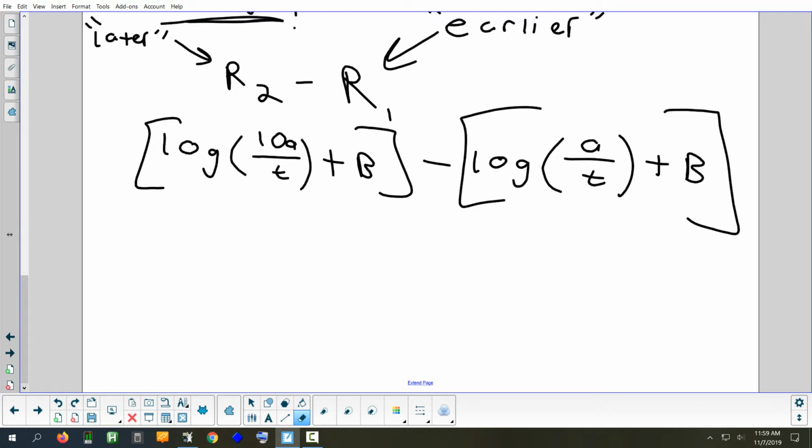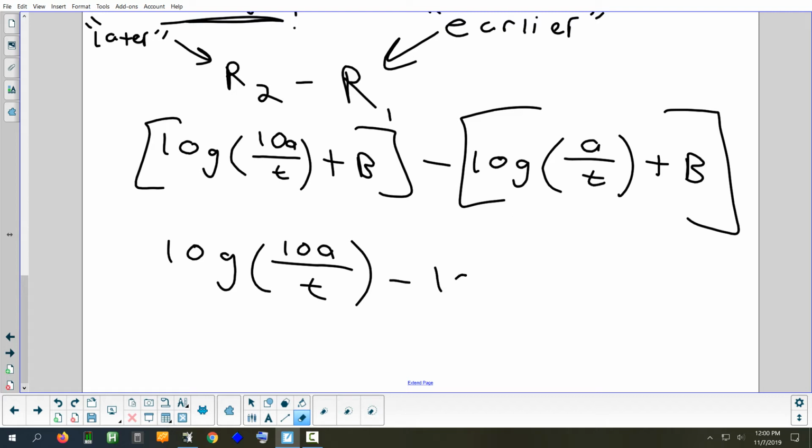Okay, now let's start to simplify that. Lots going to cancel. What do you have to do with this minus? Distribute it. So what's going to happen? The B's are going to disappear. You're going to have log 10A over T minus log A over T.